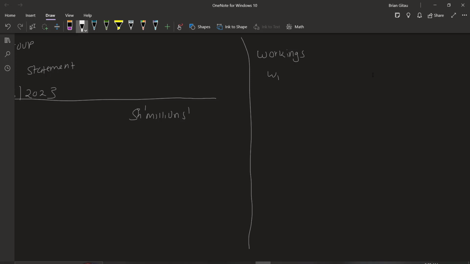So working 1, you can prepare the group structure. So let's go to additional information number 1. If you want to get the past papers, check out the link on the description where you will be directed to the website and download the past papers. So on additional information number 1, we are told on 1st July 2022, River Limited acquired 80% of Sai Limited. So we have the group structure will be River Limited acquiring 80% in Sai Limited and 40% in Tattoo Limited.